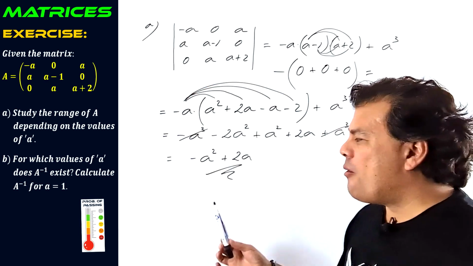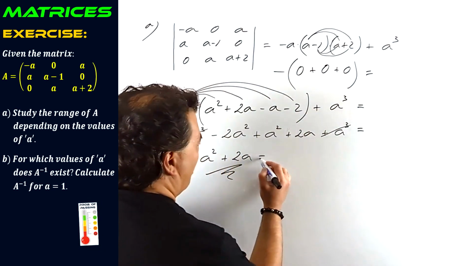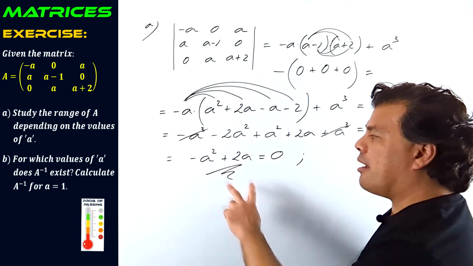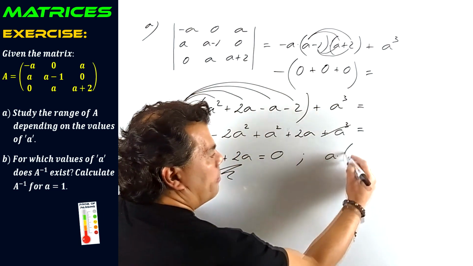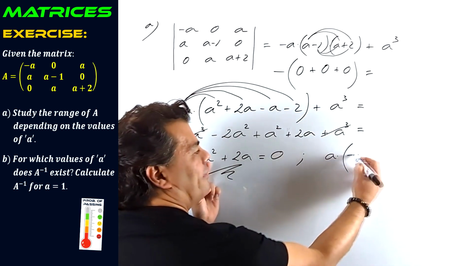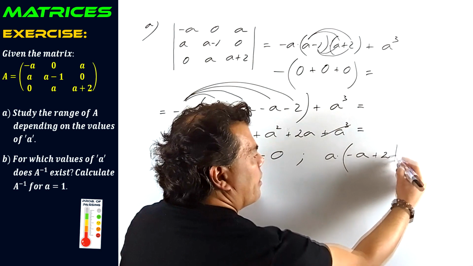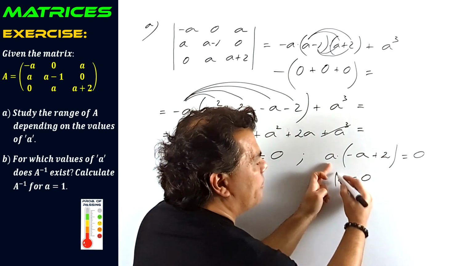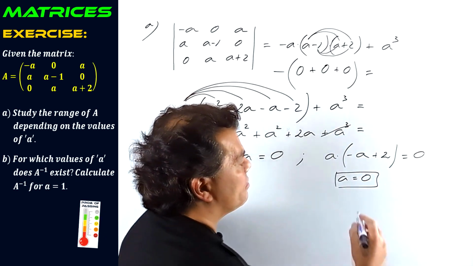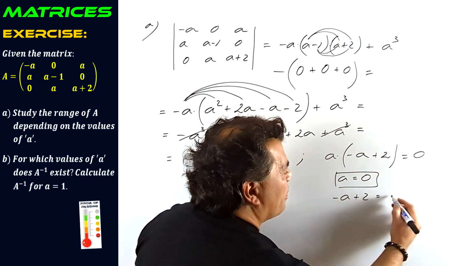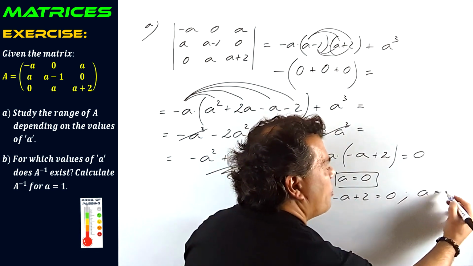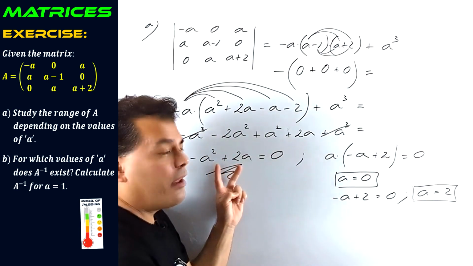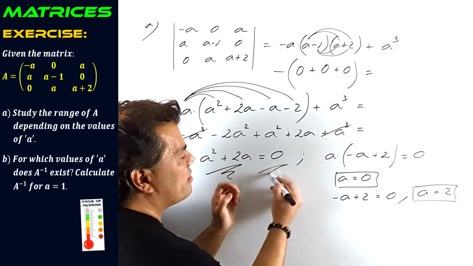And as I told you previously, we are going to set it equal to 0. And we are solving this equation for A. This is a second degree equation, so we can take out common factor, and we have A multiplying negative A plus 2 equals 0, where we can see that one solution is A equals 0, and the second solution comes from doing negative A plus 2 equals 0, where A equals 2. 0 and 2 are the values of the parameter A that makes our determinant equals 0, right?